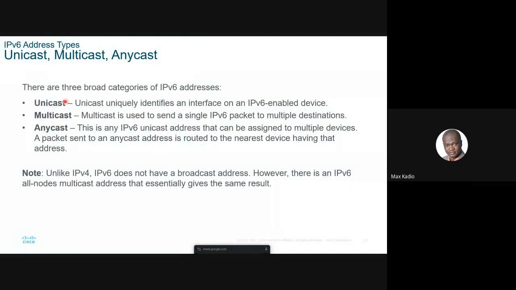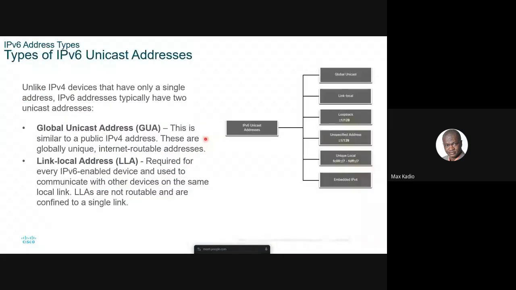We have three families: unicast, multicast, and anycast in IPv6. What we use a lot is unicast. In unicast, we have 6 types: global unicast, link local, loopback, and all this stuff. We use the first 2 in our configurations. So the definition of these 2 is here. When we do some labs, we'll use them a lot.